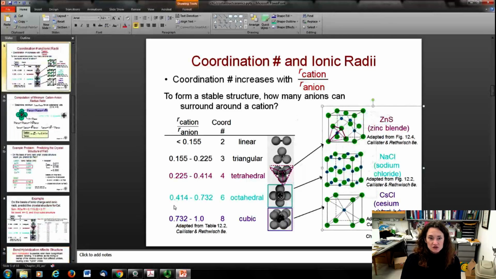And then if it goes from 0.414 to 0.732, you have an octahedral structure, and that results in structures that look like this sodium chloride or rock salt structure over here. 0.732 to 1, you've got a cubic structure, and that gives you the cesium chloride structure that you see here on the bottom. Now, the most common coordination numbers for ceramics are 4, 6, and 8, resulting in the zinc blende, sodium chloride, and cesium chloride structures that are shown here.